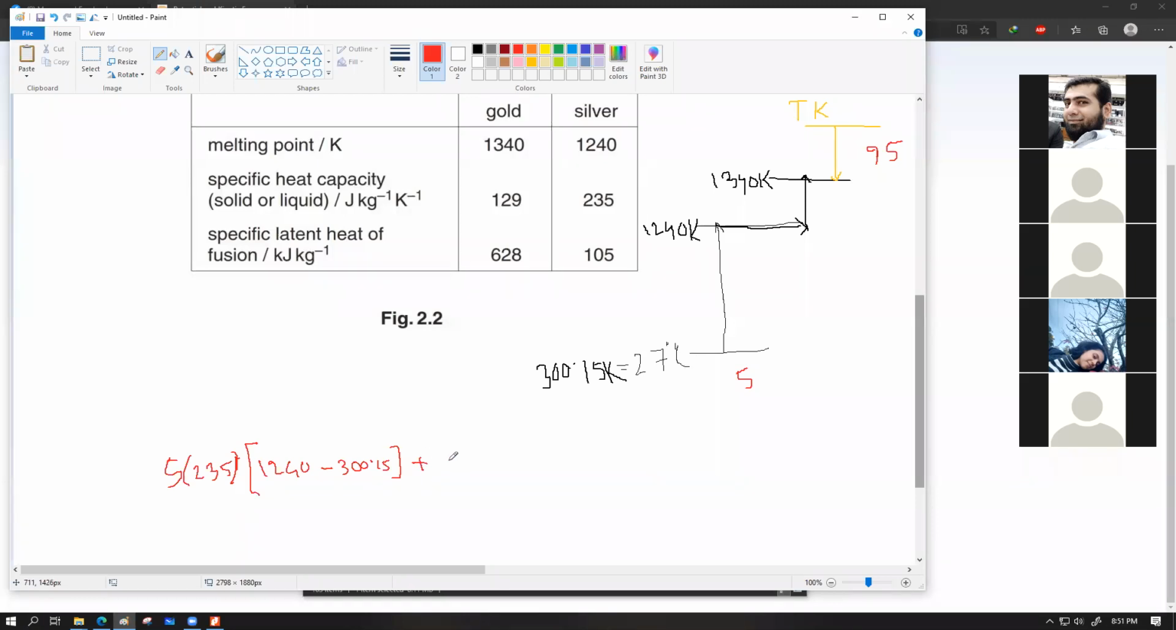Then I'm going to melt the silver, which is going to be 5 into the latent heat of fusion of silver, which is 105 kilojoule. This was joule per kg per Kelvin. This is kilojoule per Kelvin. This is a very important observation. So this should be 5 into 105 into 10 to the power 3.